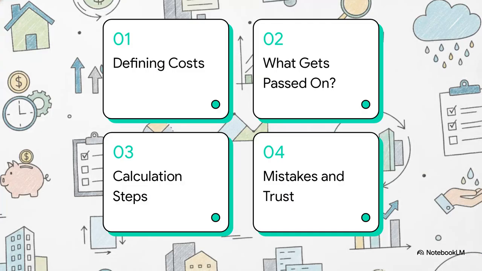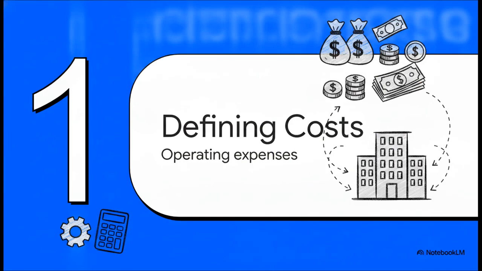So we're going to open up this black box together by walking through 4 logical steps: defining the costs, seeing exactly what gets passed on, running through the calculation steps, and finally, looking at common mistakes and trust. Okay, let's jump right into section 1, defining operating costs.